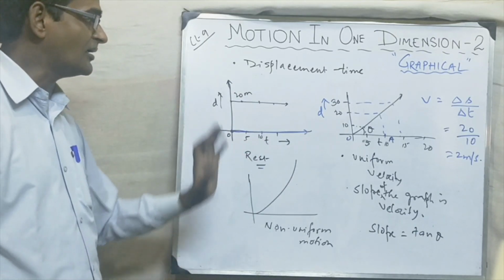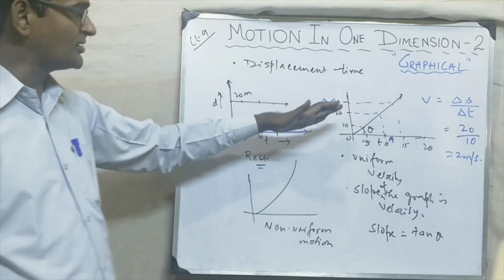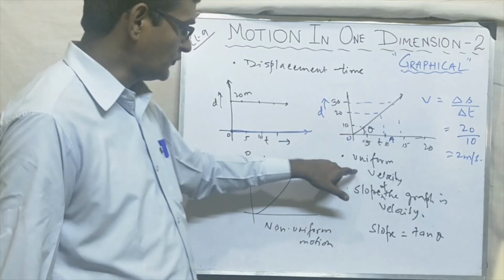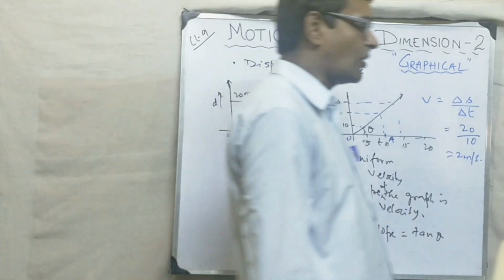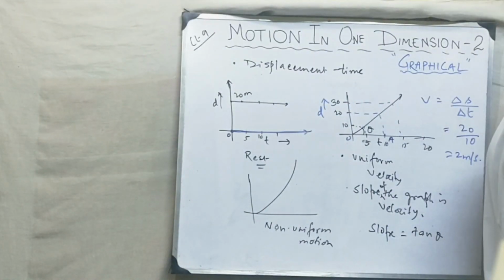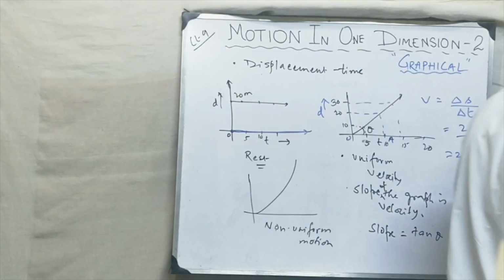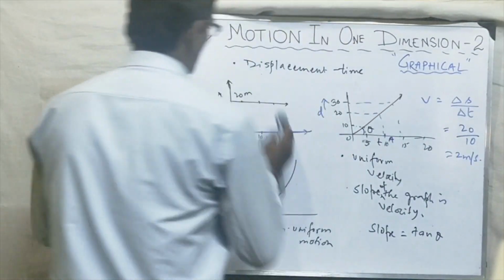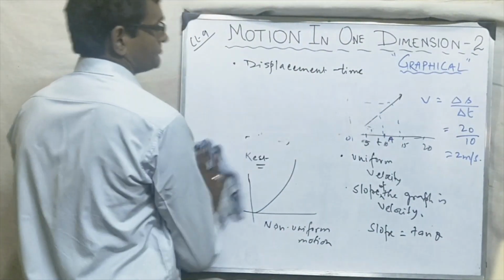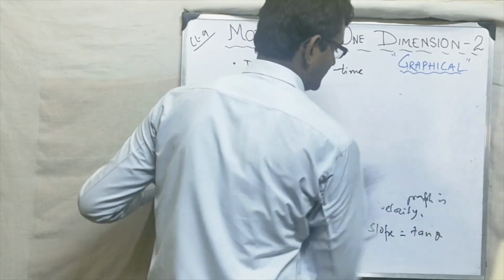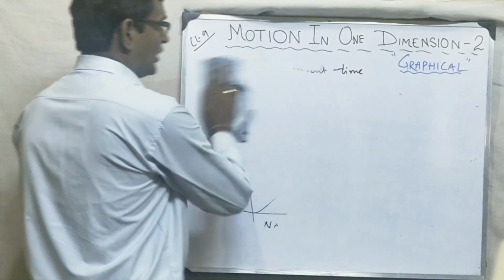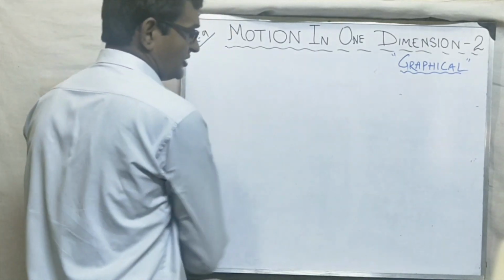But that motion is not uniform. So when the graph is a straight line, it is uniform; when it is a curve, it is non-uniform. Okay, students? So this was all about the displacement time graph. Now let's come to the velocity time graph. I have shown you how to find the displacement and the velocity here, so now we are going to find the velocity time graph.